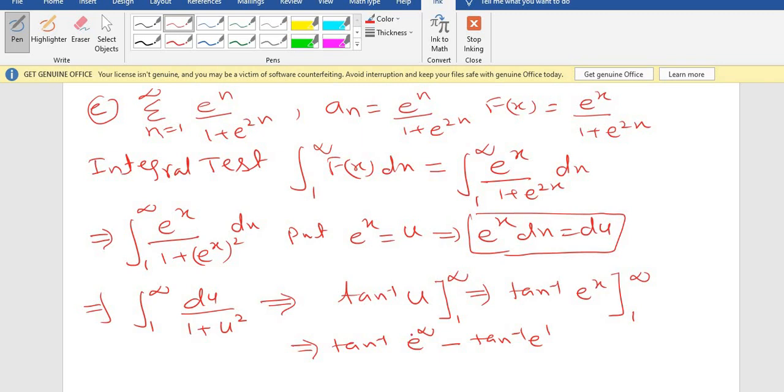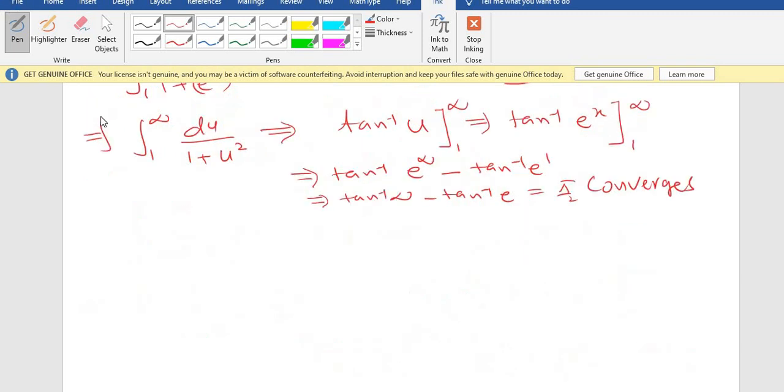So tan inverse of e power infinity means tan inverse of infinity, minus tan inverse of e. Tan inverse infinity means pi by 2. That means it converges. The series converges, because converging means it gives us some finite result. When it does not give a result, that means it diverges. Because tan inverse infinity means pi by 2, it converges. Similarly, try F part; I am just writing a few questions, you can try them by yourself.